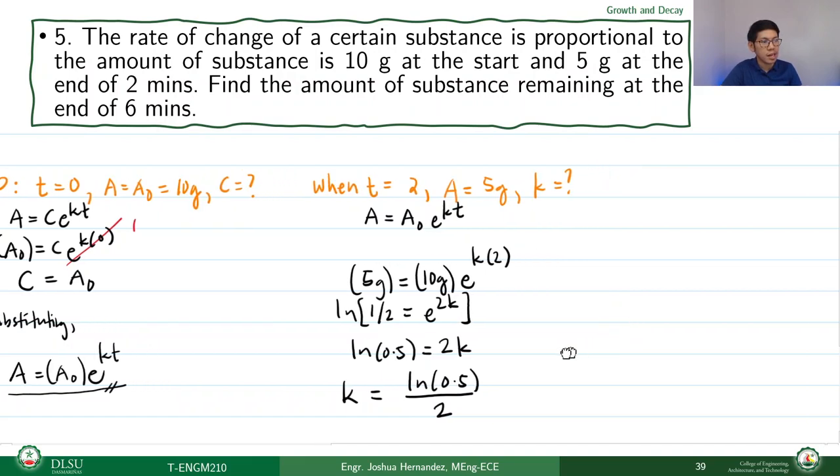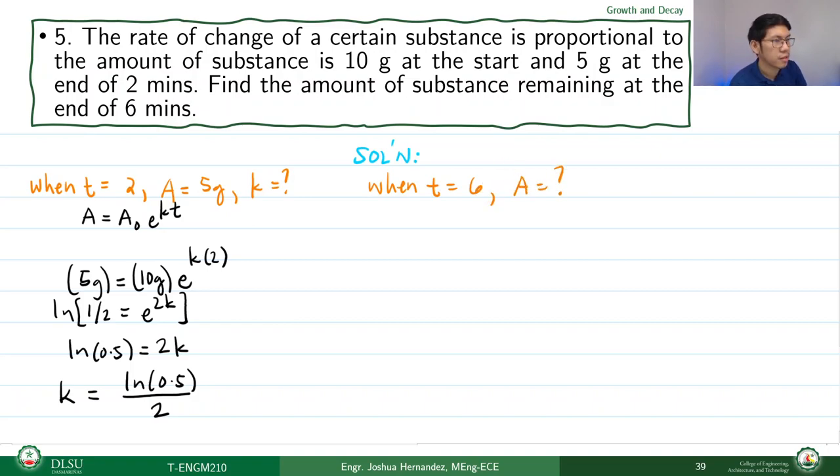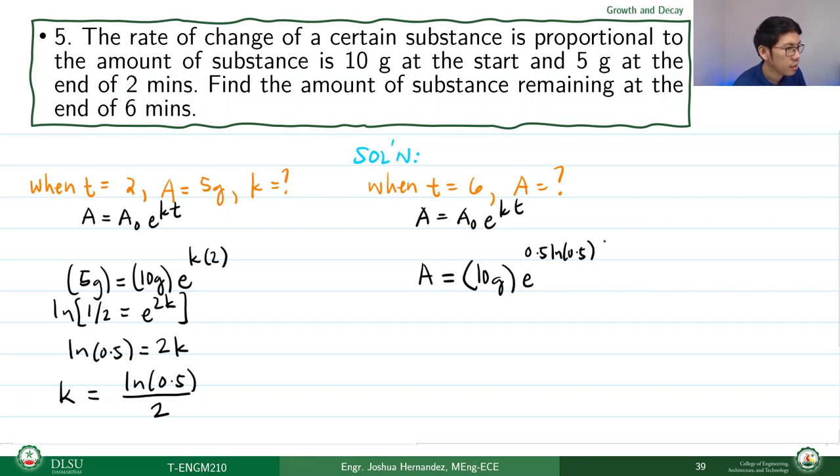Now that we have k, we can proceed to our solution, because we now have all the ingredients for it. And that is when t is equal to 6 minutes, the amount is what we are asked to find. So substituting into our working equation A equals A naught e raised to KT, we have A, which is what we are looking for, equals A naught, the initial value, 10 grams, e raised to k, which is 0.5 ln 0.5, and then t, which is at 6 minutes.